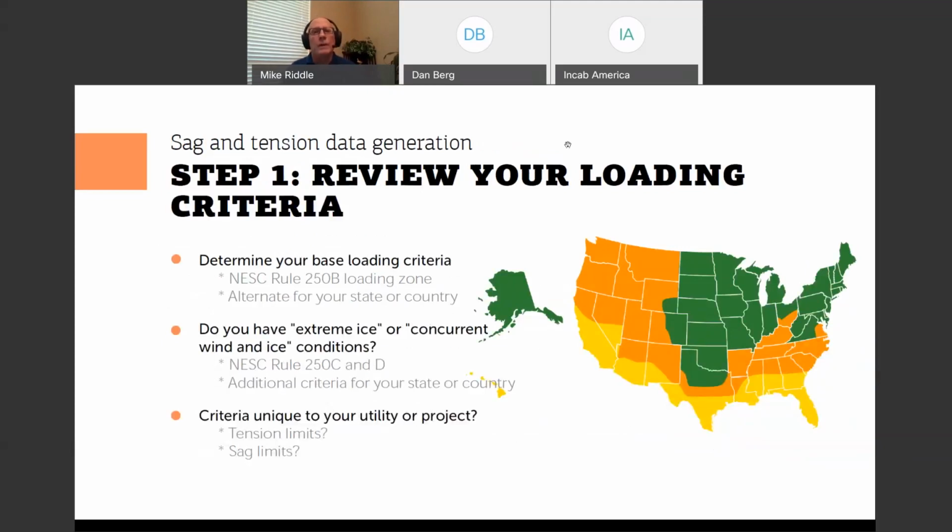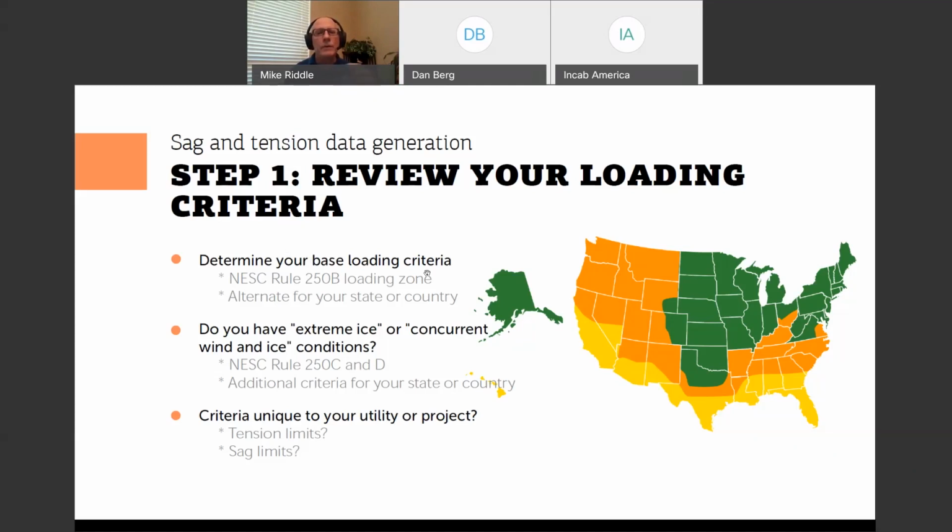Okay. So first up, sag and tension. The first thing that you need to do is to figure out your loading criteria. And that starts with what is your base loading criteria. Now, let me take a little bit of an aside. I know I have some international participants in this webinar, and I'm sorry that I'm talking about it from an American point of view. You should be able to take the concepts that I talk about and apply them to your country.